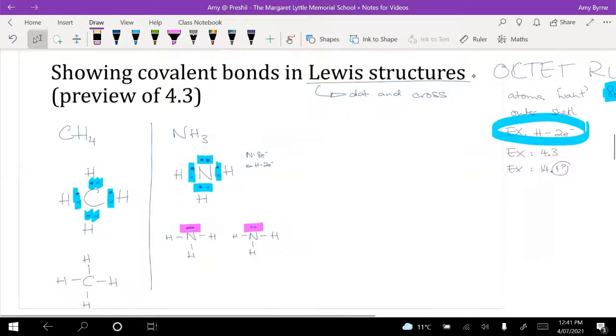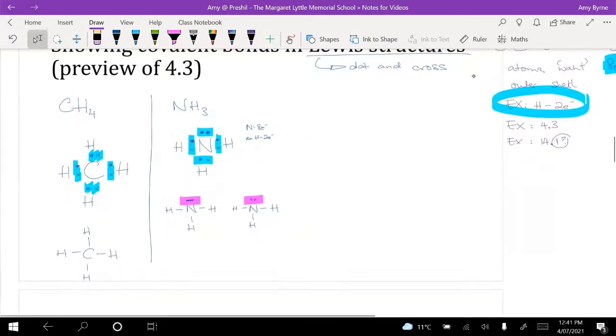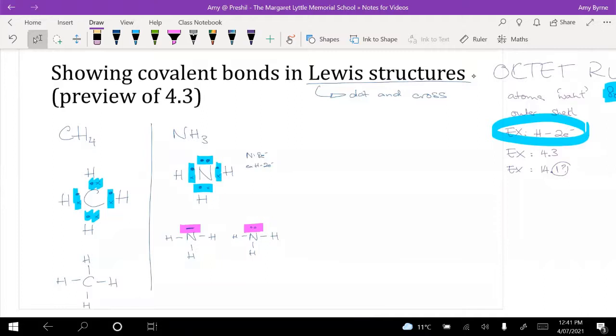Okay, so Lewis structures are where we show the bonds. We talk more about Lewis in HL acids and bases, because Lewis acids and bases are talking about the movement of electron pairs or the sharing of electron pairs in particular ways.